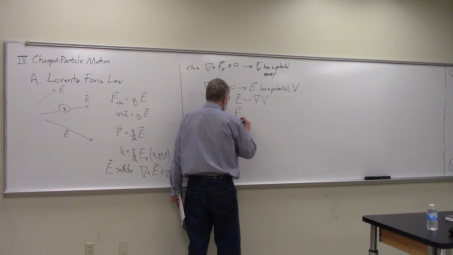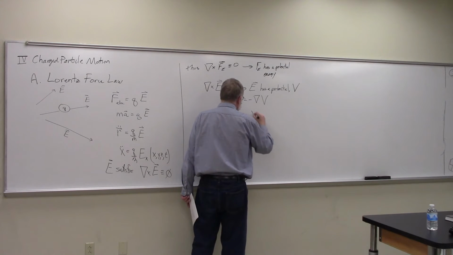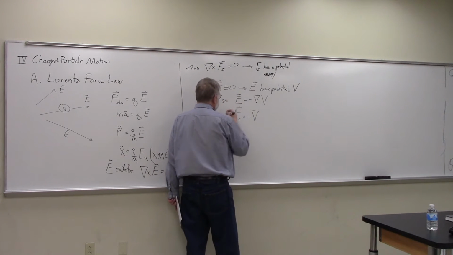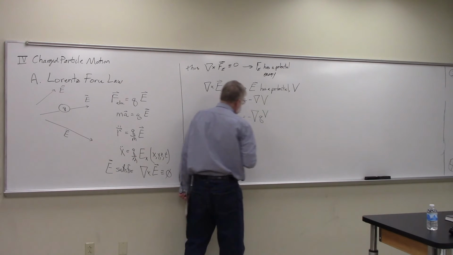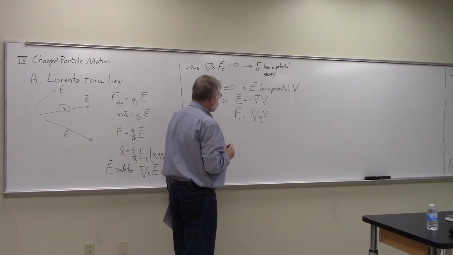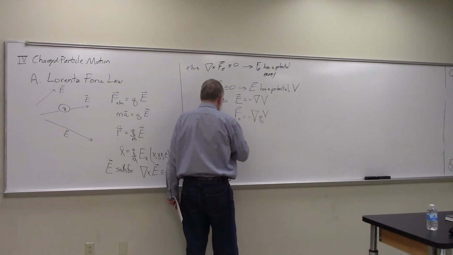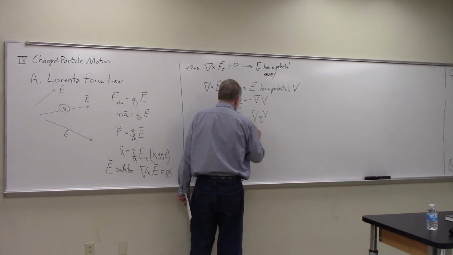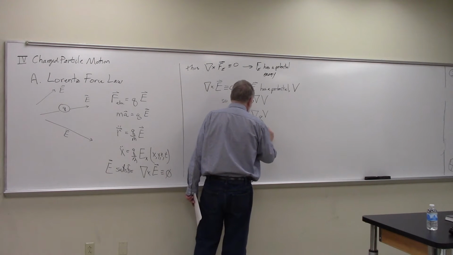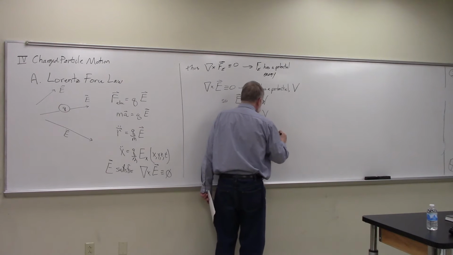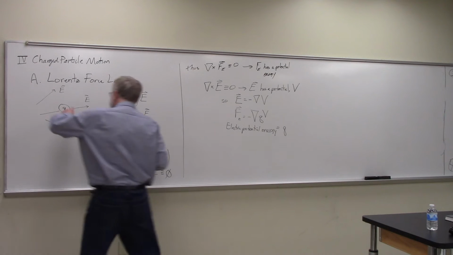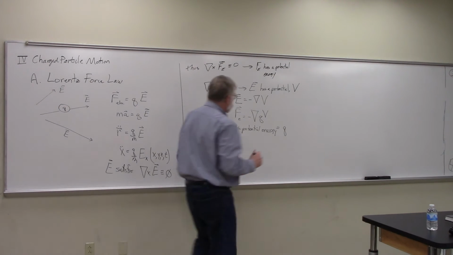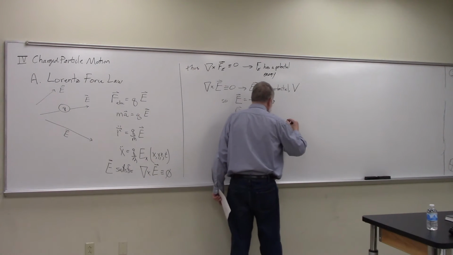The electric force is minus the gradient of, well, how do I turn this into a force? I multiply by Q. And that means QV is the potential energy. Electric potential energy is the charge that you're studying times the potential.